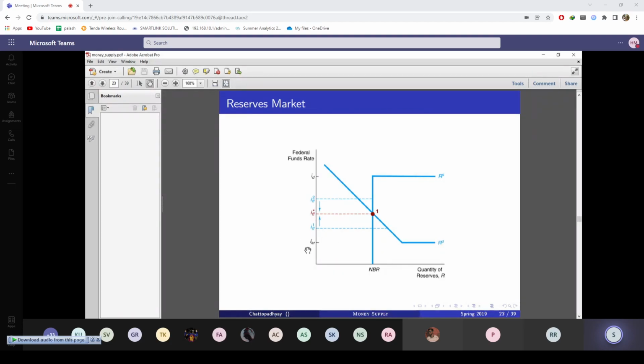So in effect, this IER is basically the floor of the nominal interest rate. Nominal interest rate cannot go below that. So when IER is positive, it means the central bank is encouraging commercial banks to hold more excess reserves.